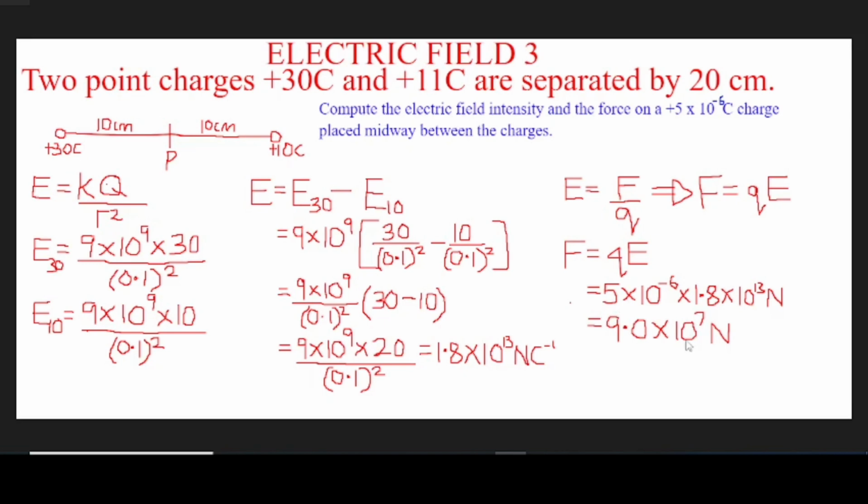Now we have been able to calculate the force that will be experienced by this charge placed at point P, and that is our goal. That is what we are asked to calculate.